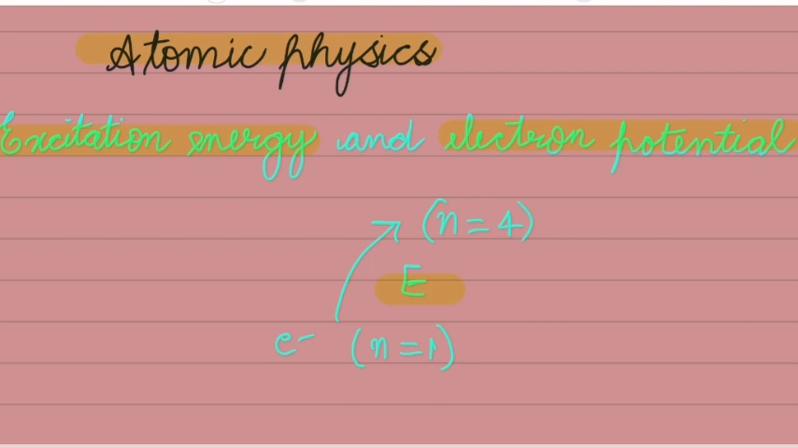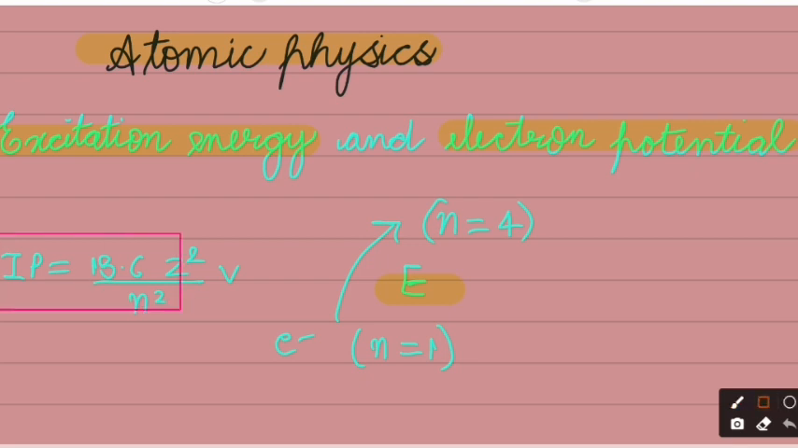We have also discussed the relationship between the ionization potential and the energy. So we know that ionization potential is equal to 13.6 multiplied by Z square upon n square volt. So this is our excitation potential. And we also know the value of this ionization potential or excitation potential.